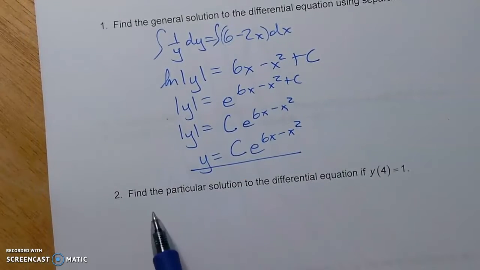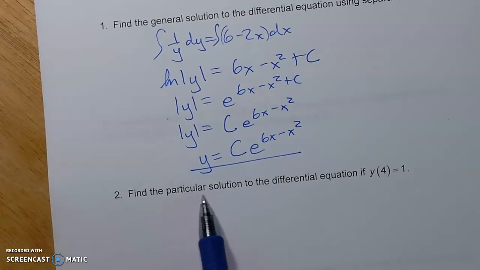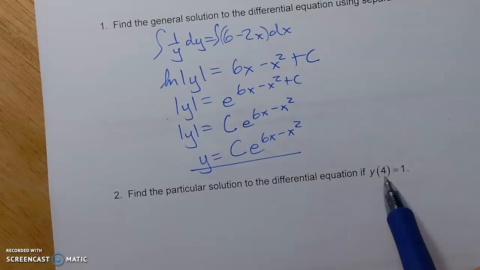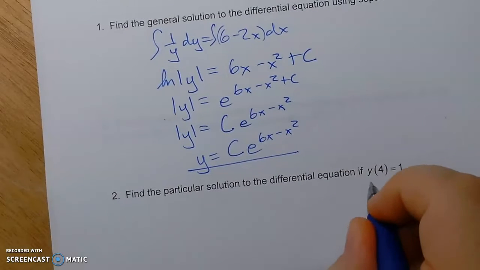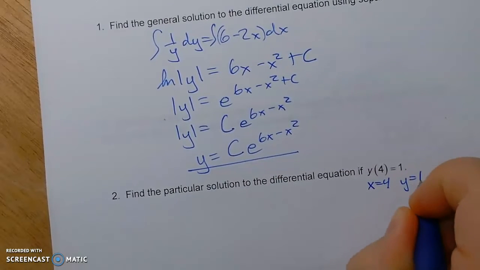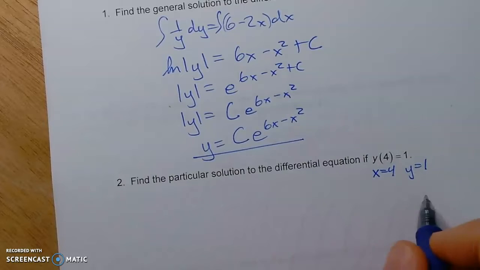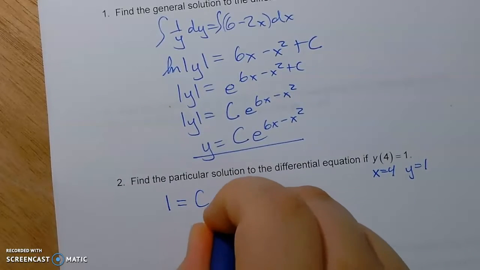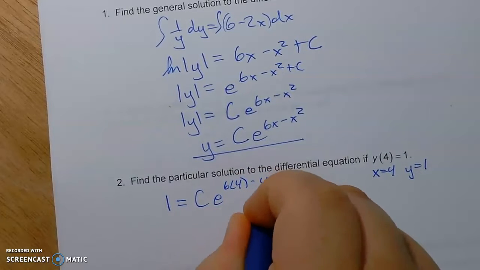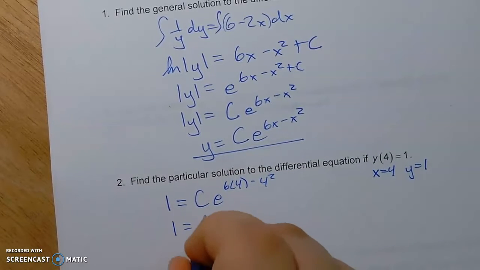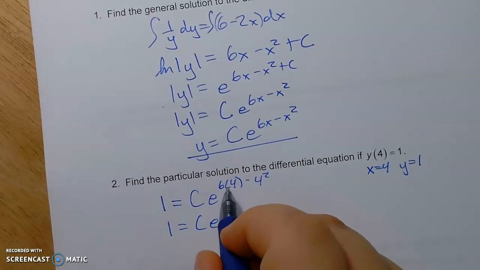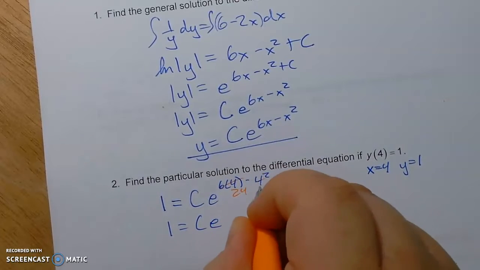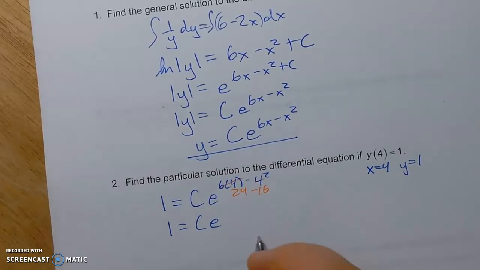So using the same differential equation, we're going to find now the particular solution, or specific solution, to the differential equation if y of 4 equals 1. So remember, this is x equals 4 and y equals 1. Plugging those numbers in, we get 1 equals c e to the 6 times 4 minus 4 squared. So that's e to the, let's see, that's 24 minus 16, so that's e to the 8th.